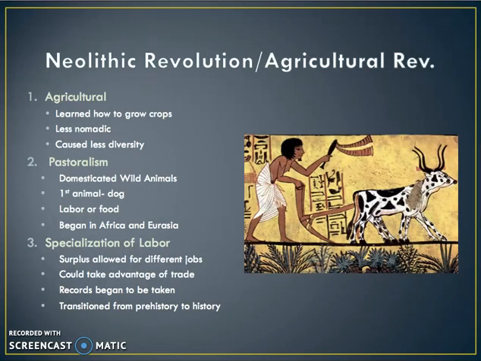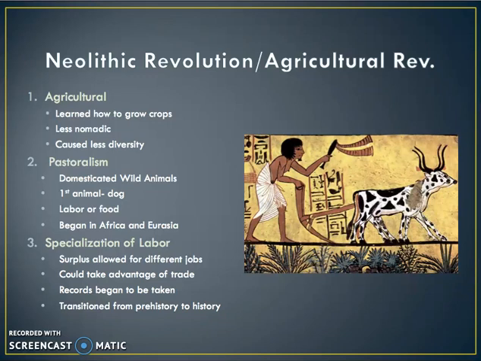So then we move into the Neolithic Revolution, and the Neolithic Revolution began at about 8,000 BCE. So we see this about 10,000 years ago. And there are several different major developments, and those are the ones that are numbered that we're going to go through. The Neolithic Revolution is also called the Agricultural Revolution.